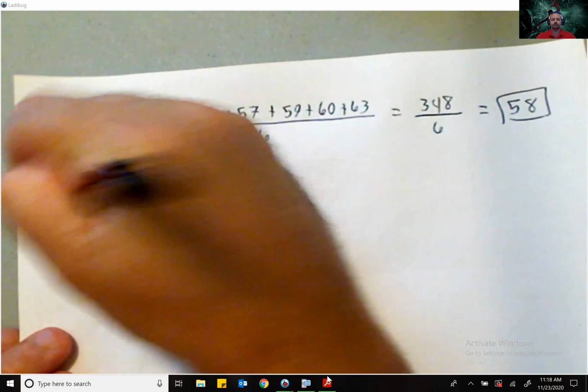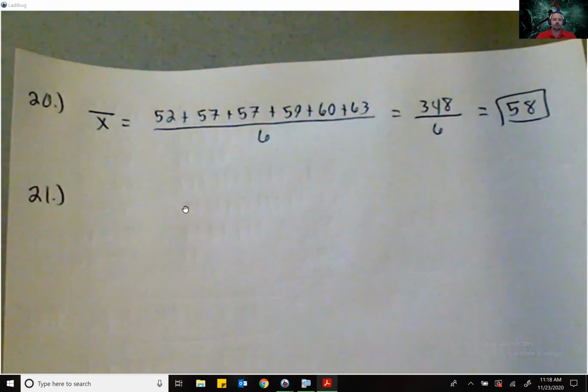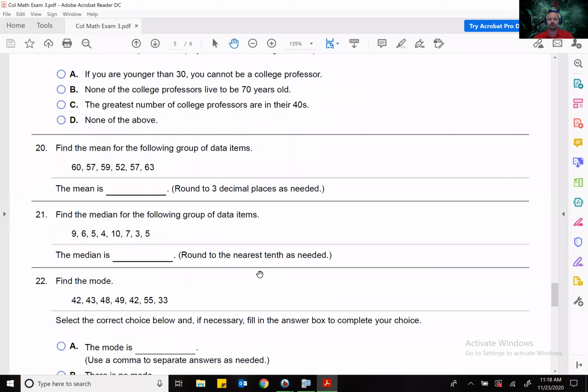21. 21 says find the median. Well, in order to find the median, you got to put your data in order. Okay. So we got 3, 4, 5, 5. So 3, 4, 5, 5. We got a 6, we got a 7, a 9, and a 10. 6, 7, 9, 10. And just to make sure, 8 numbers, 8 numbers.